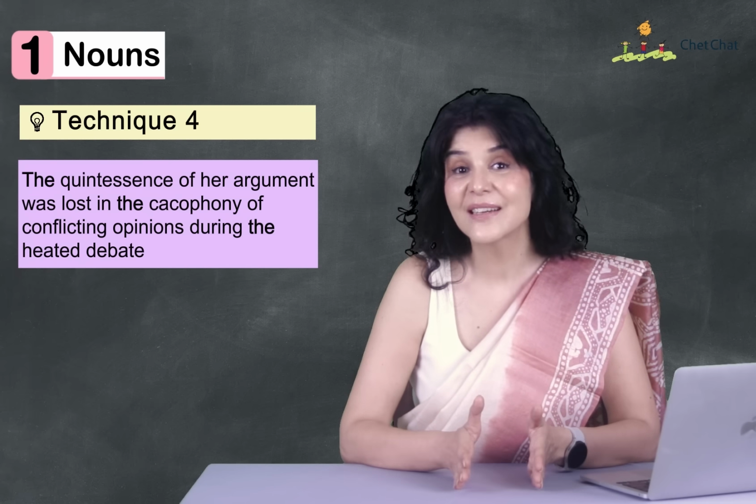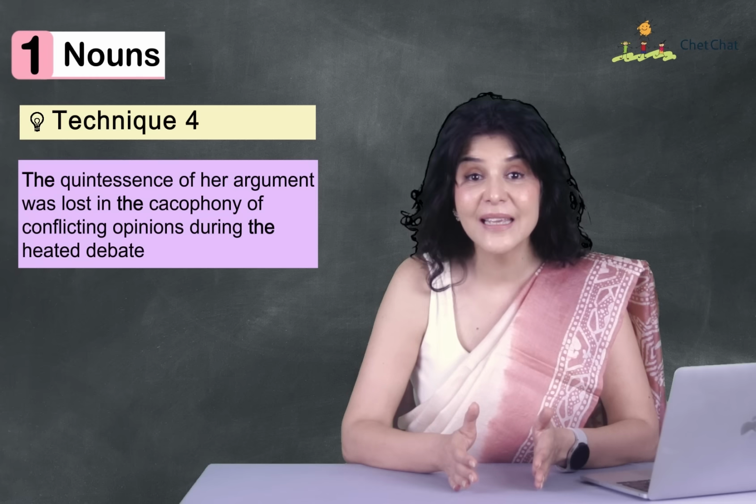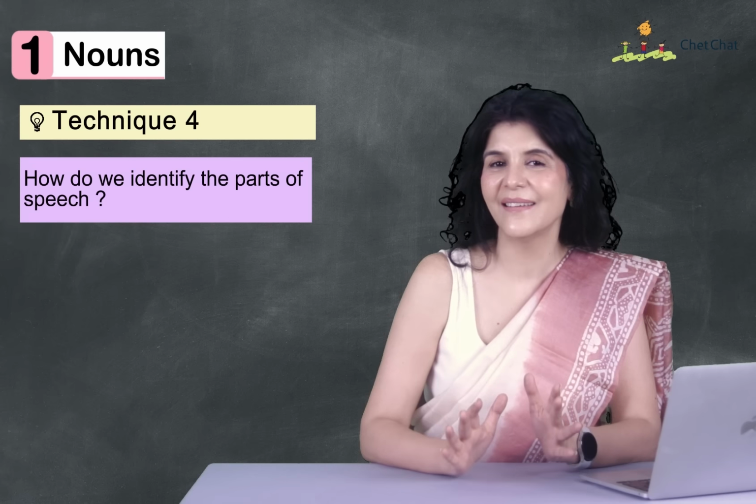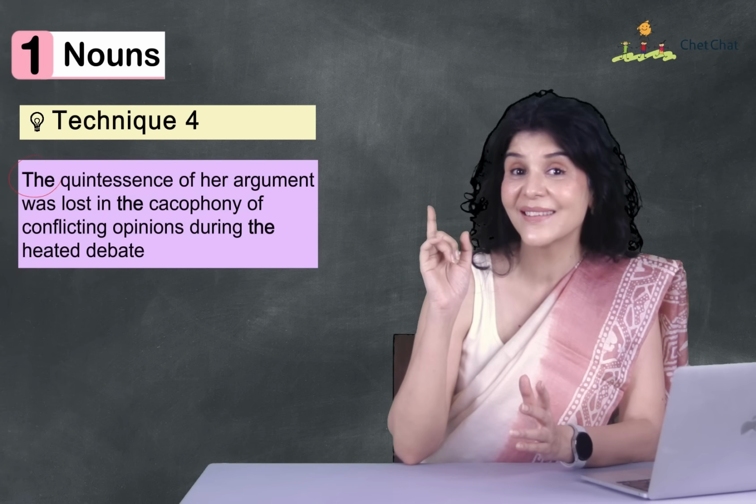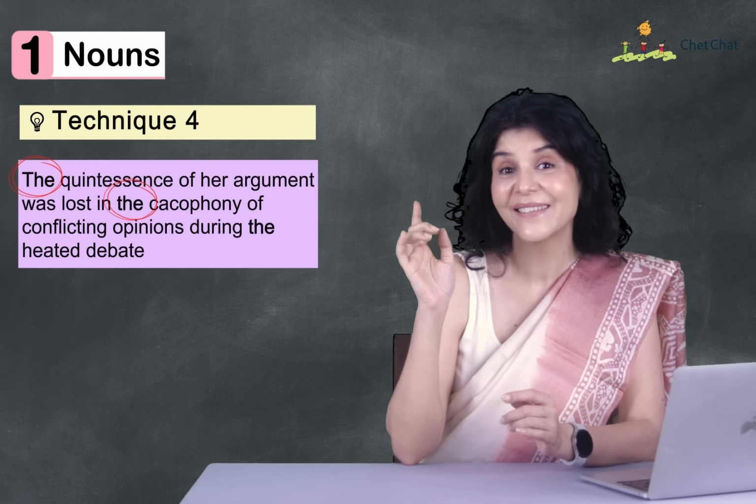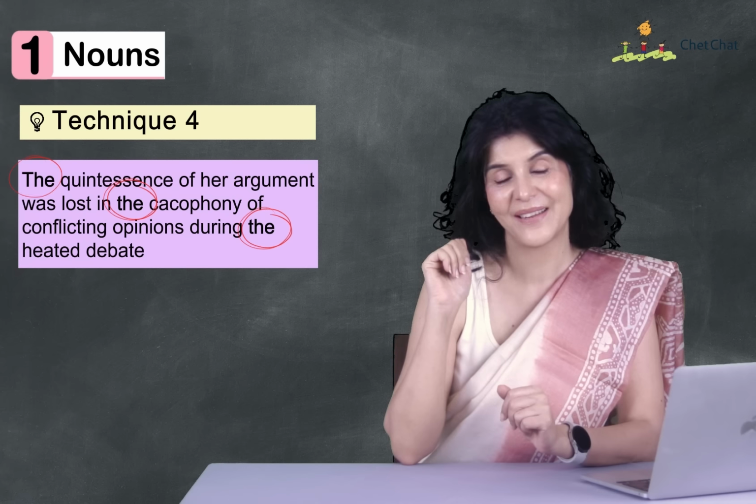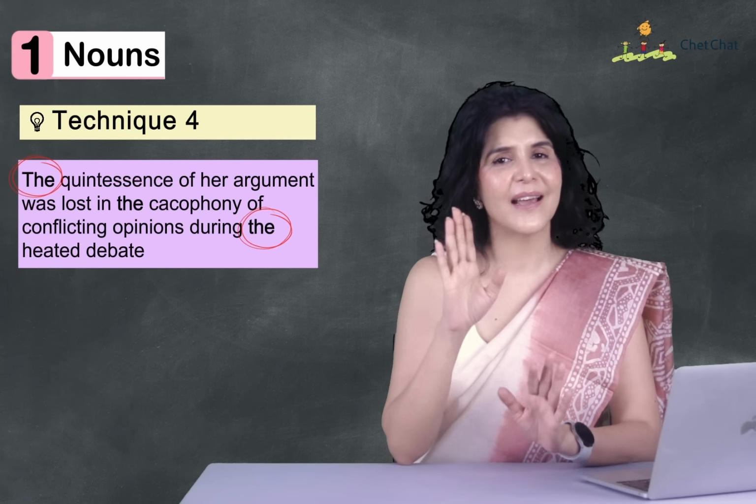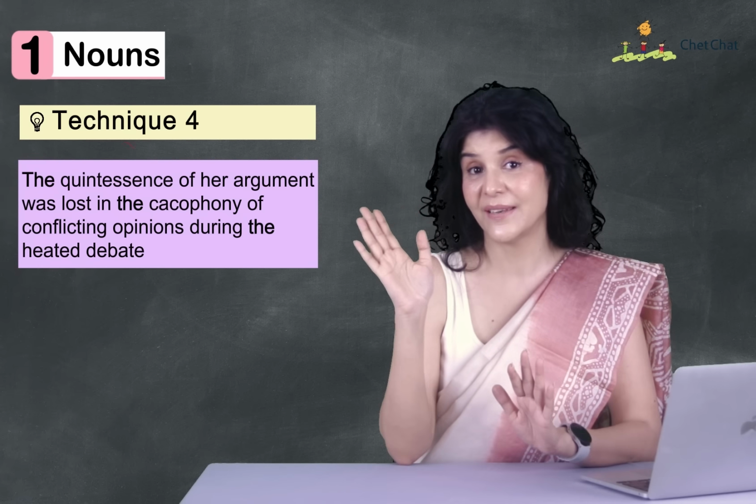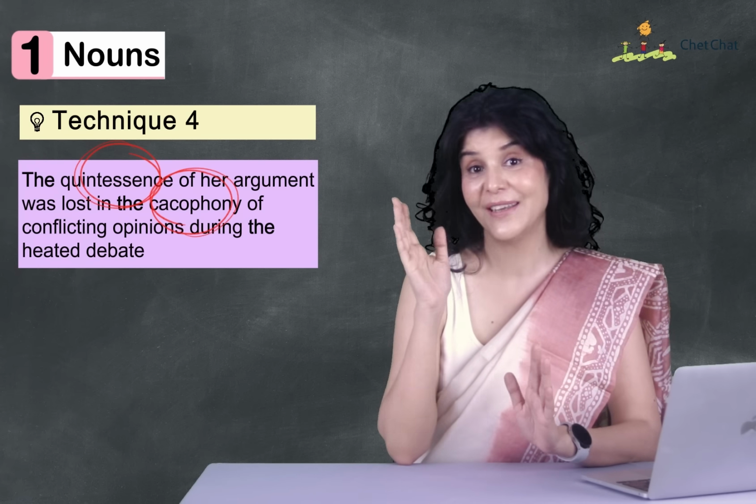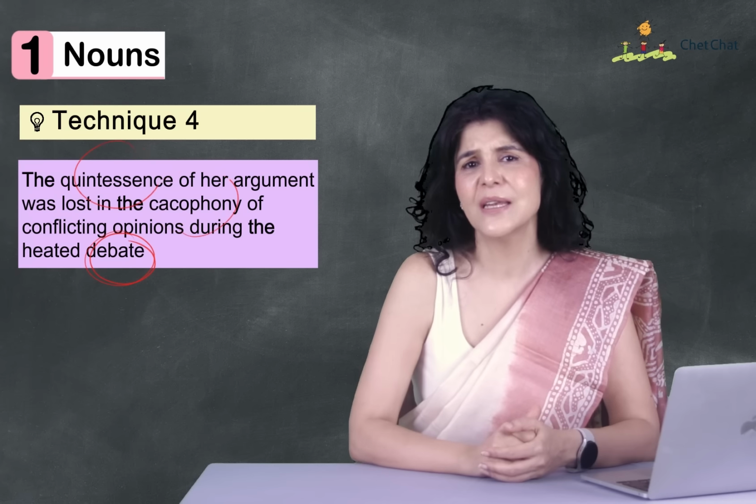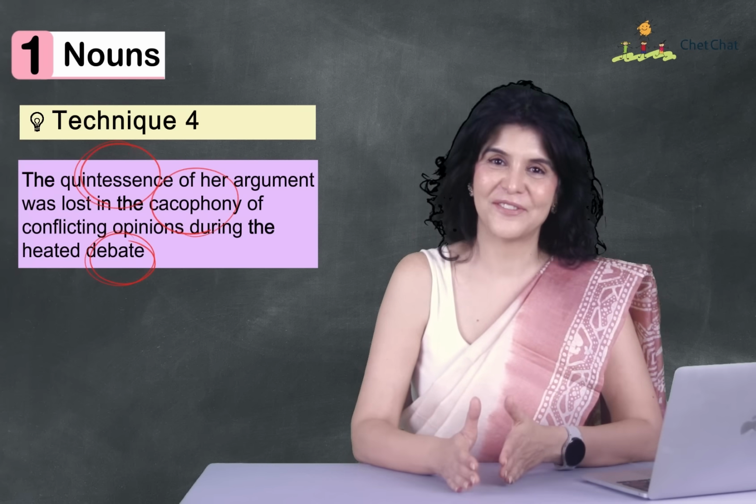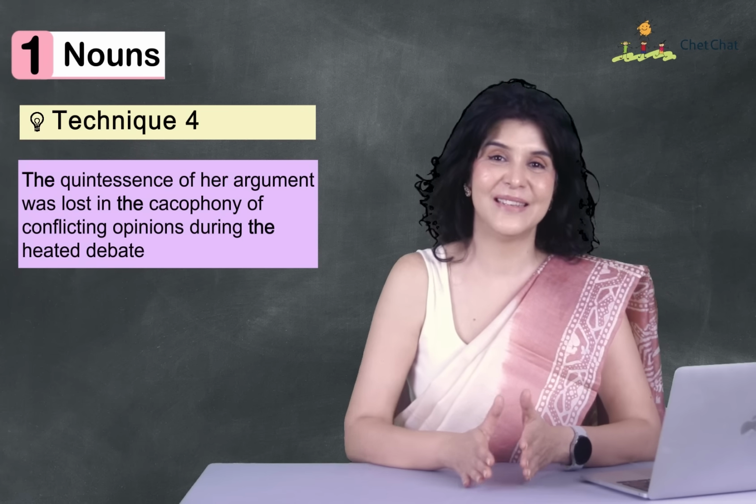Now the words are confusing, we don't know the meanings. How do we identify the parts of speech? Let's highlight the articles. The quintessence, the cacophony, the heated debate. So we think that there are minimum 3 nouns here. Let's identify them. 1 quintessence, 2 cacophony, and 3 debate. Why debate and why not heated? Because heated is an adjective. It's describing the noun debate.